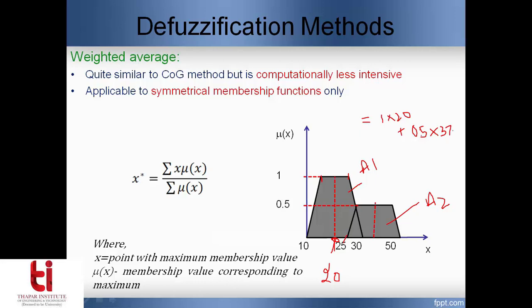A2. So I take that value and now I divide it by the sum of the membership values of the two constituting fuzzy sets. So this is going to give me the weighted average. It is quite simple, but the only restriction is that it is applicable to symmetrical membership functions only. Okay, so that is one drawback.